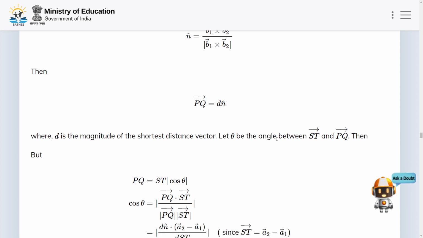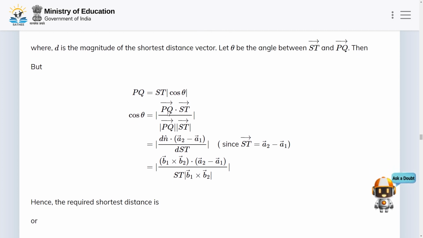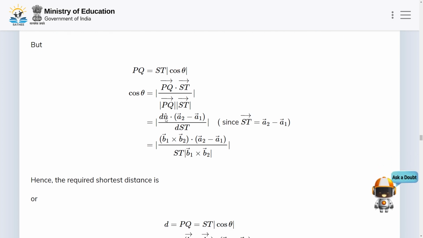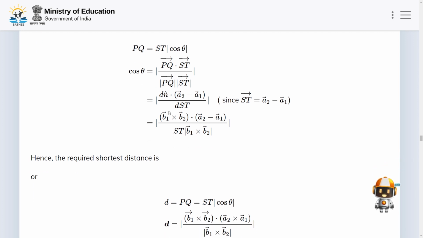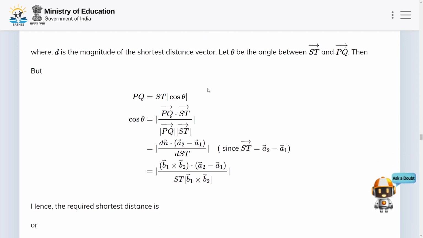Now let theta be the angle between ST vector and PQ vector. Then you will have PQ equals modulus of ST cos theta. This means cos theta is nothing but PQ dot product with ST divided by magnitude of PQ multiplied by magnitude of ST. PQ we know we can write as D n cap, dot product with A2 minus A1, divided by D times ST, where vector ST is just A2 minus A1. This can be rewritten in terms of the cross product of B1 and B2. Everything we have done is just using the n cap thing. Clear?